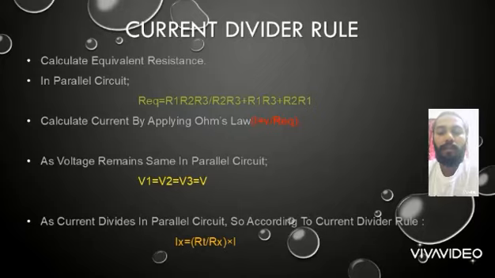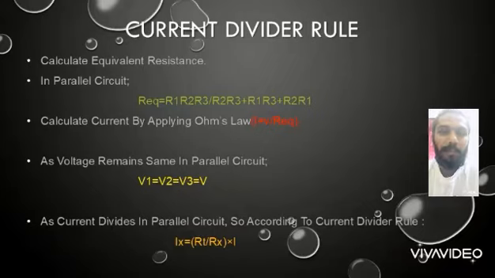Okay, the Ohm's law for the current divider rule is I equals V over R equivalent, which we find first. In the voltage divider rule the current is the same, but here the voltage remains the same, like V1 equals V2 equals V3 equals V total, which means Vs.